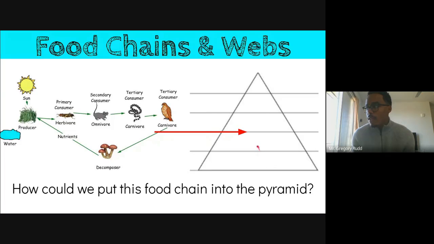What should go at the bottom of this pyramid? Thank you, Nick. The producers. We should always put the producers at the bottom.